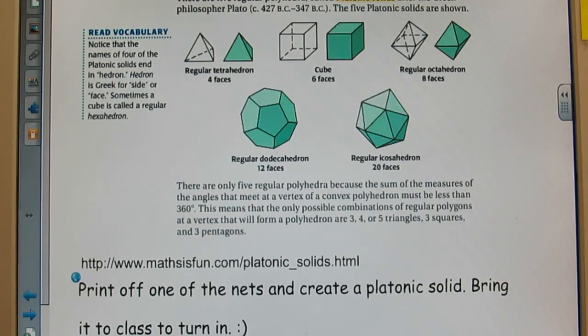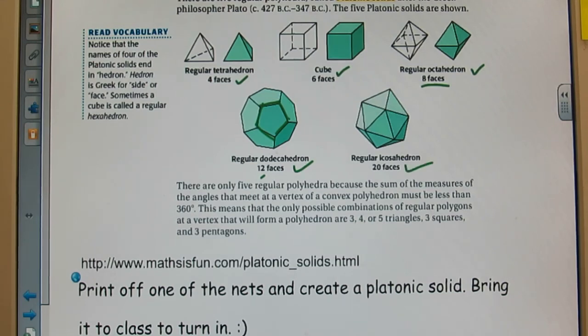Platonic solids are 5 regular polyhedra. That means they're made up of the same shape. The first one is a regular tetrahedron. It has 4 faces, and it's made up of regular triangles. The second one here is a cube. It has 6 faces. The octahedron has 8 faces. It's made up of triangles. The dodecahedron has 12 faces, and you can see it's made up of pentagons. This is kind of like what a soccer ball is. And then the last one is an icosahedron.